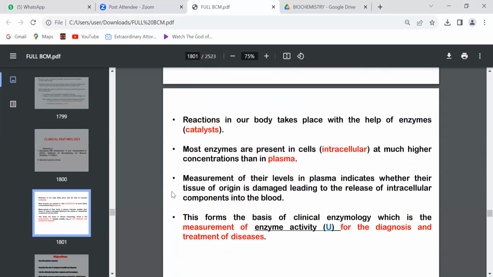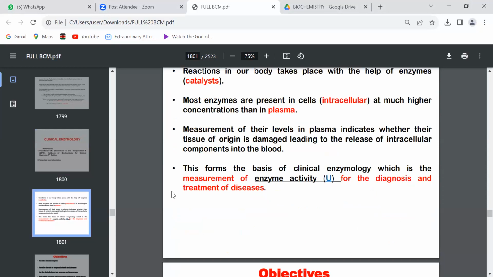Of course, we said enzymes are specific to certain reactions and specific to certain substrates. And they are found in different concentrations in different tissues, in cells, and in plasma. So when the concentration is upset, you can detect the changes in the concentration. Then you can at least try to figure out where the problem is. That's basically what clinical enzymology is all about.